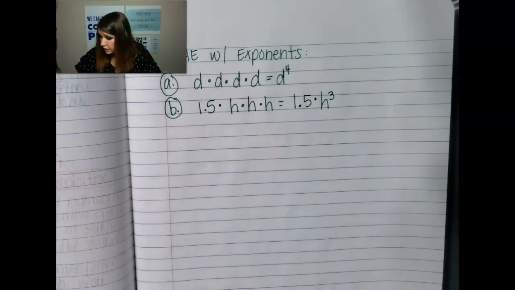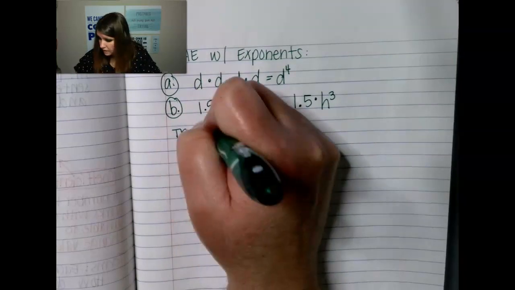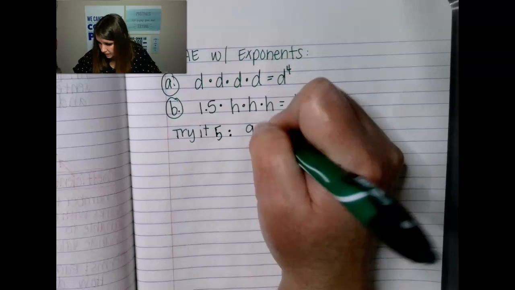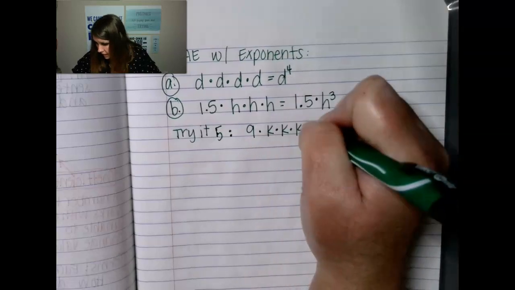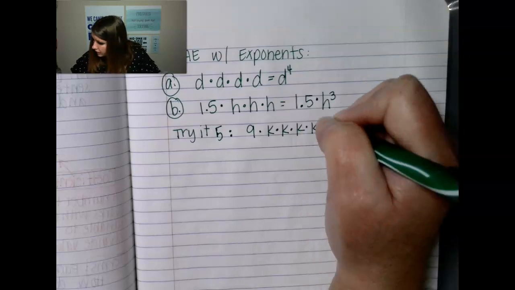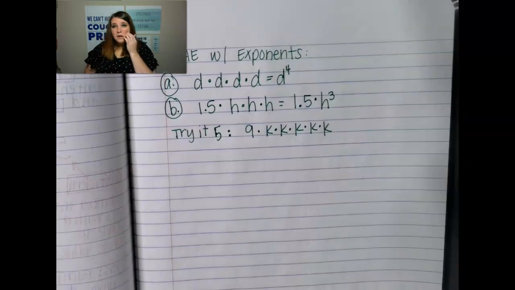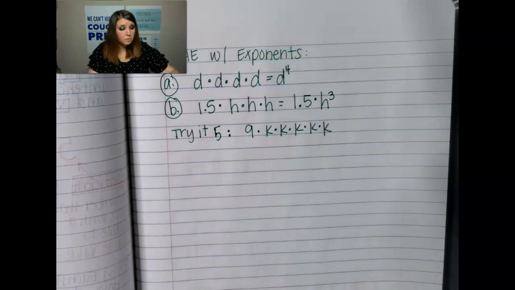All right, your turn. You're going to do a try it for me. Go ahead and solve this one. This one is try it number 5 in your book. It says 9 times k times k times k times k. Oh, goodness, times k. All right, go ahead and solve that one for me. And I'm going to solve it too, so if you don't want to hear me do this, go ahead and hit pause.